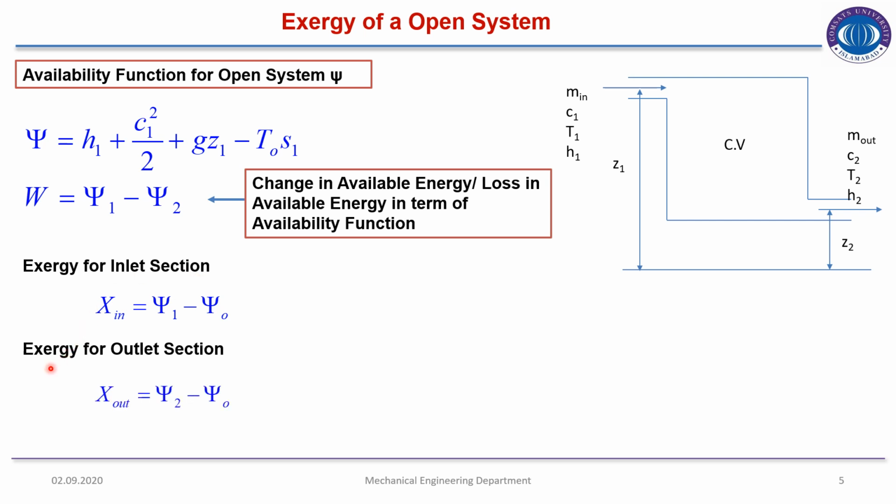And similarly, to calculate the exergy value for the outlet section, we will utilize the relation X out is equal to psi 2 minus psi naught. Psi 2 is the value of availability function at the outlet, and psi naught, similar to the above equation, is the availability function value for the dead state. So the difference will tell the exergy value at the outlet section.